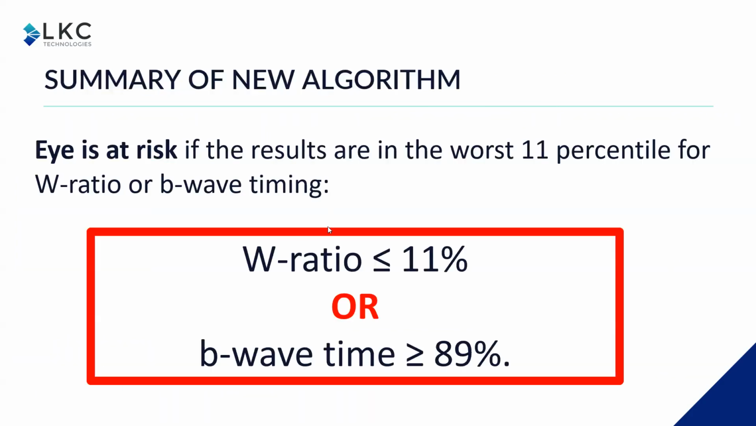To summarize, the eye is at risk if results are in the worst 11 percentile for W ratio or B wave timing. If you have any questions connected to this, please do not hesitate to contact especially Ulrike or me to answer your questions.